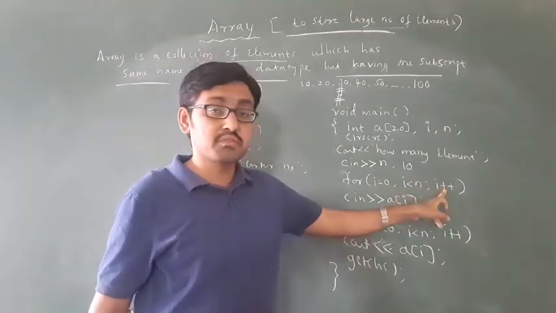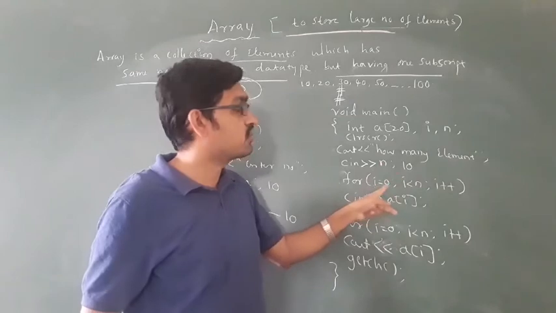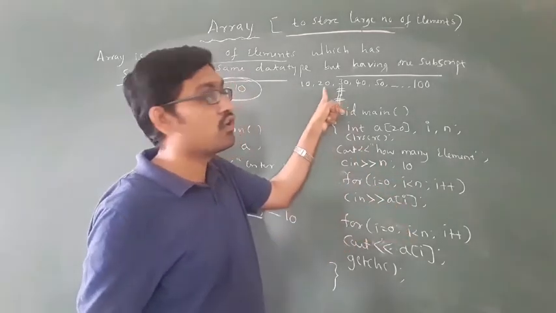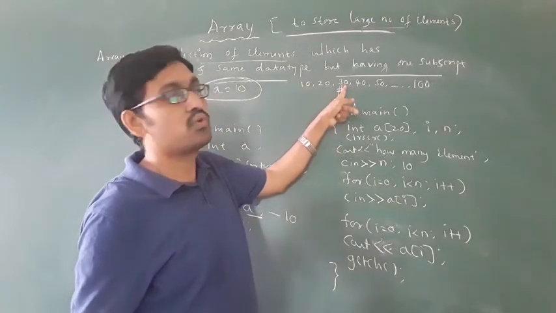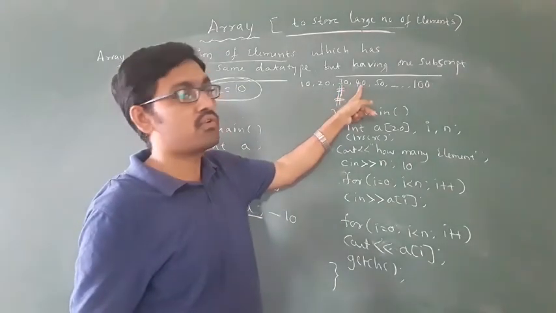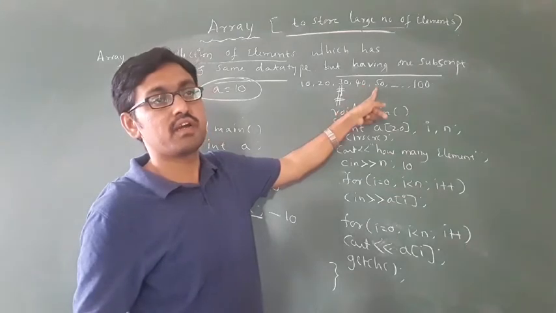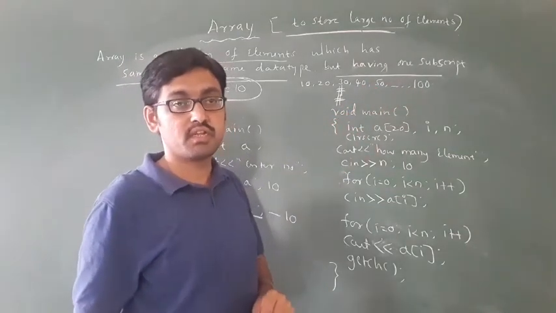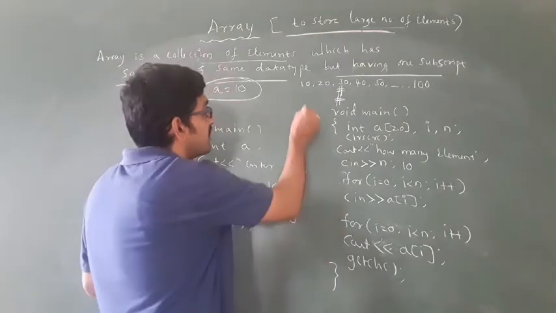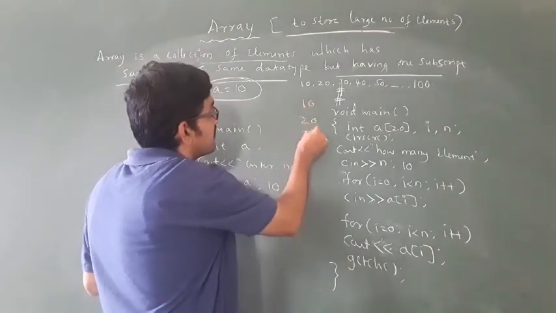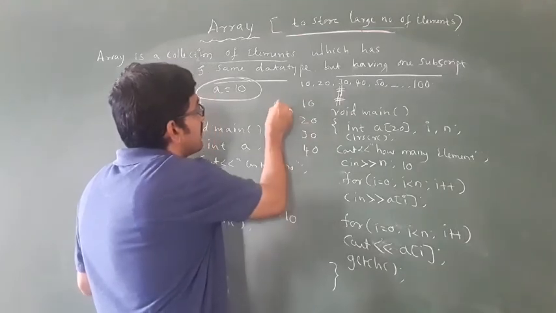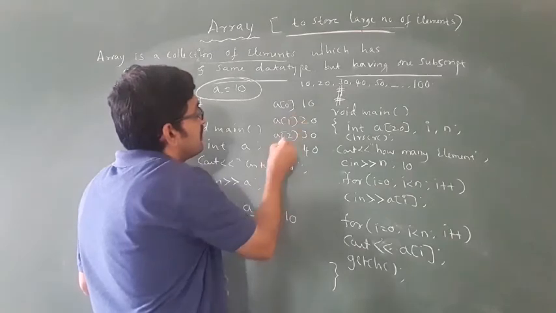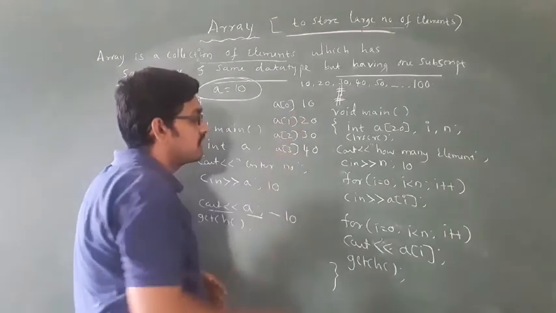Next, i plus plus means i will be incremented. i 0 is over, now 1. In a of 1, 20 will be stored. In a of 2, 30 will be stored. In a of 3, 40, a of 4, 50, like this elements are stored. Next elements na enter ಮಾಡ್ತೀರಿ. I am entering 10 20 30 40. It is stored. A of 0 ದಲ್ಲಿ ಸ್ಟೋರ್ ಆಗುತ್ತೆ, a of 1 ದಲ್ಲಿ ಸ್ಟೋರ್ ಆಗುತ್ತೆ, a of 2, a of 3 ದಲ್ಲಿ ಸ್ಟೋರ್ ಆಯ್ತು.